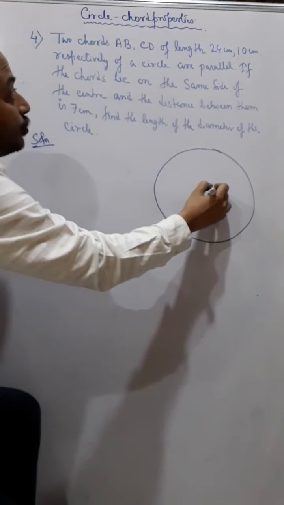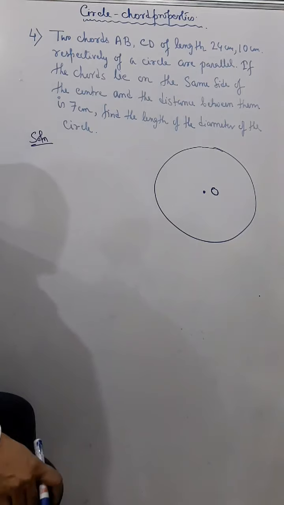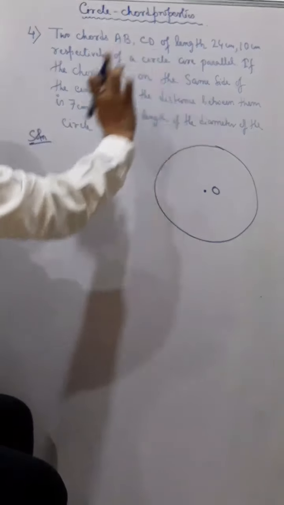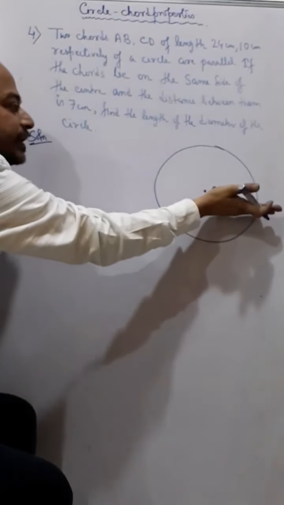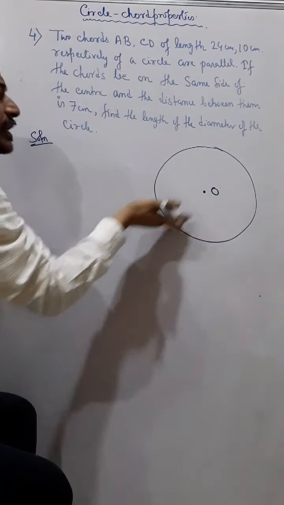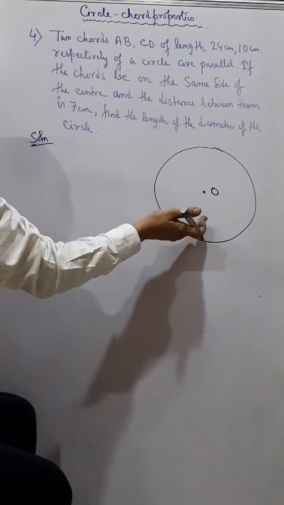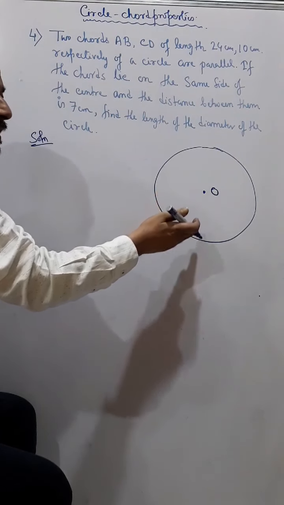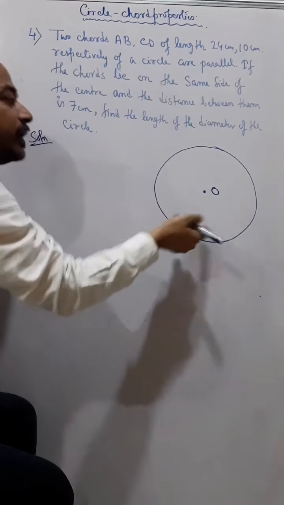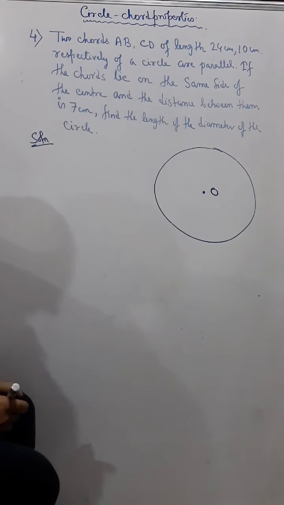Say this is the center O, two chords, length of AB is 24 and CD is 10. They are parallel and the chords lie on the same side of the center. That means both the chords lie on the same side. So either it can be on this side or on this side, but they are on the same side. If instead they told that the two chords are on opposite sides, then one chord would be on this side and the other chord on the other side. But here they told that the chords lie on the same side of the center.